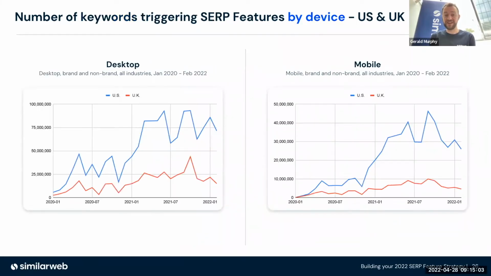And when we look at device, we can also see that the United States is by far the most prominent market when it comes to SERP features. In fact, it's the same on both devices, desktop on the left, mobile on the right, but the rate of growth on mobile is increasing enormously, because you can see that from the middle of last year, the number of SERP features has increased almost to its peak.